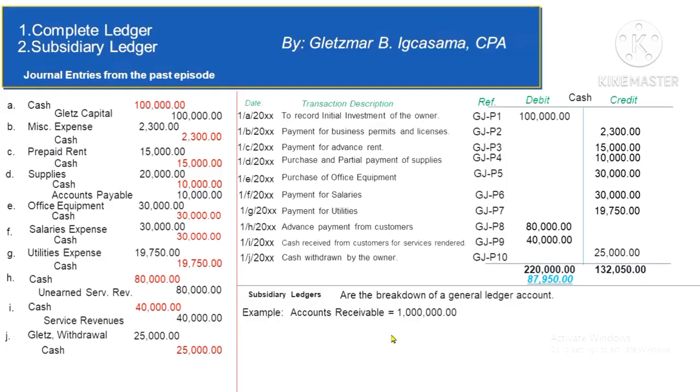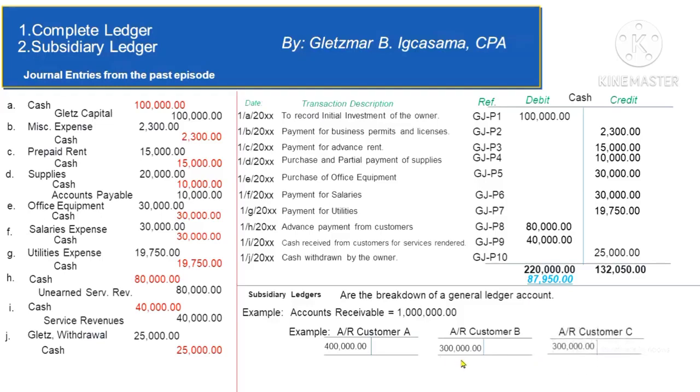Logically, of course, the collectible from each of your customers should be monitored individually, right? So how to do that? Of course, by opening a subsidiary ledger for each of them. We have, for example, AR from A, 400,000, B, which is worth 300,000, and C for another 300,000, which should total 1 million, which is also the total of the general ledger accounts receivable. That is why I told you that subsidiary ledgers are the breakdown of a general ledger account. Subsidiary ledgers can also be made for other accounts, like for example, accounts payable and others.